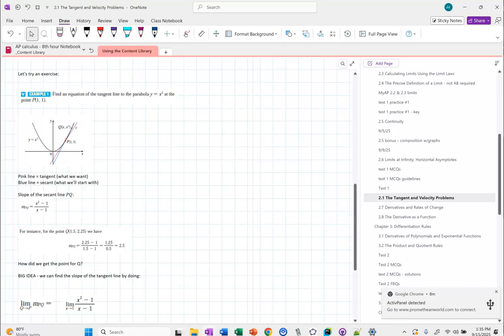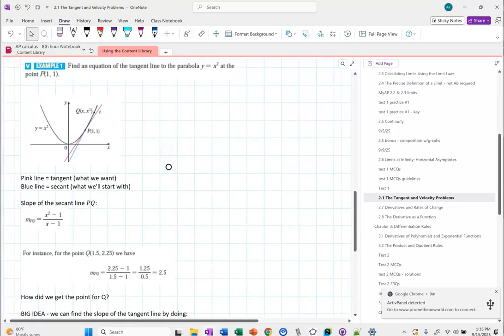So let's try an exercise now where we do this with an actual curve, and we do the same thing that we're describing here. We have the pink line, that's the tangent, that's what we want. And then I have a blue line, that's our secant, that's what we're going to start with. We're looking at the curve y equals x squared, and the point on that curve that we want to find the tangent line to is the point (1, 1). Pretty okay there.